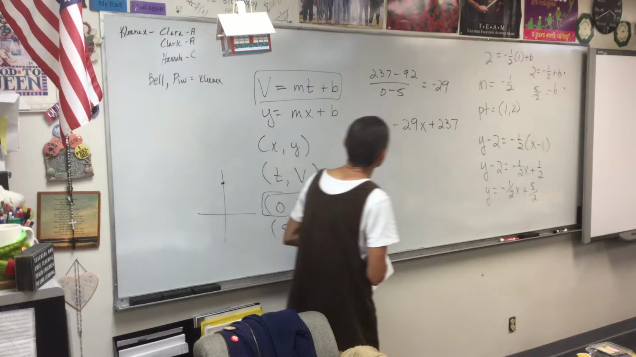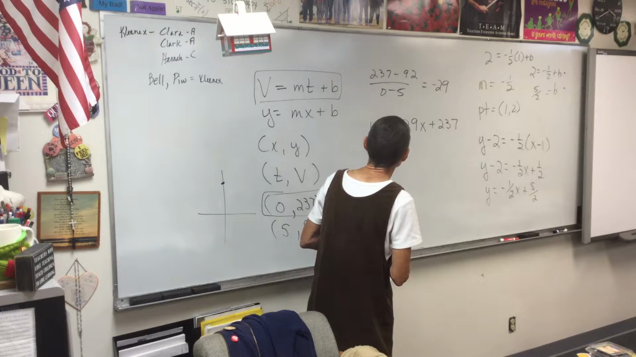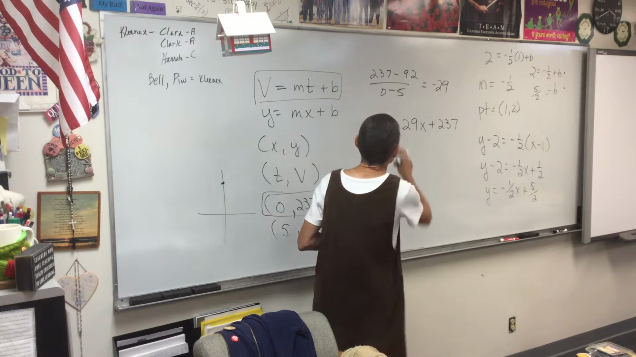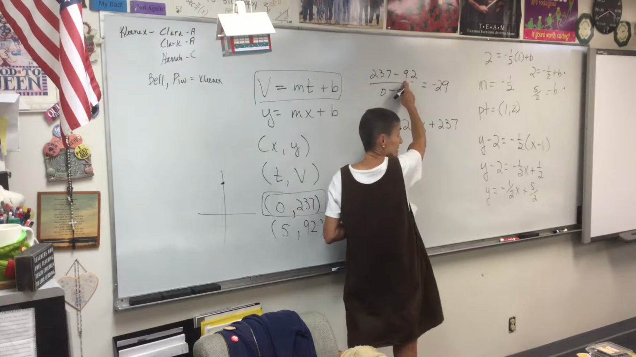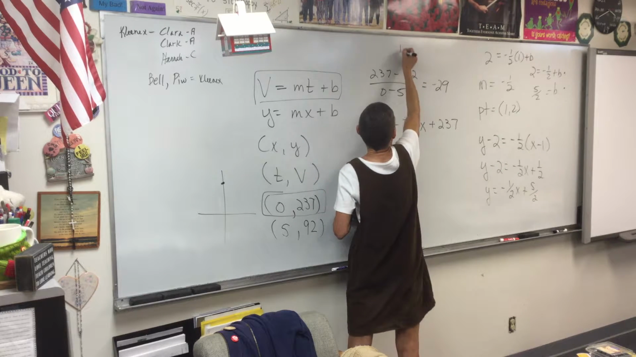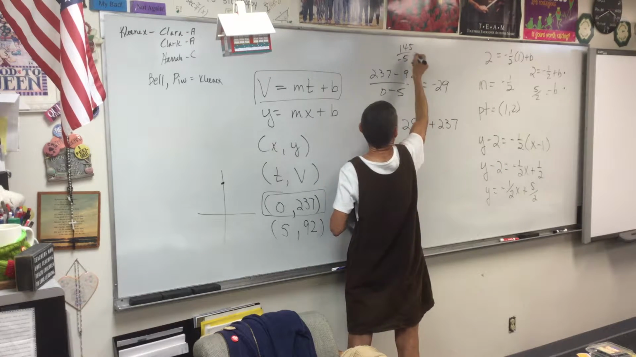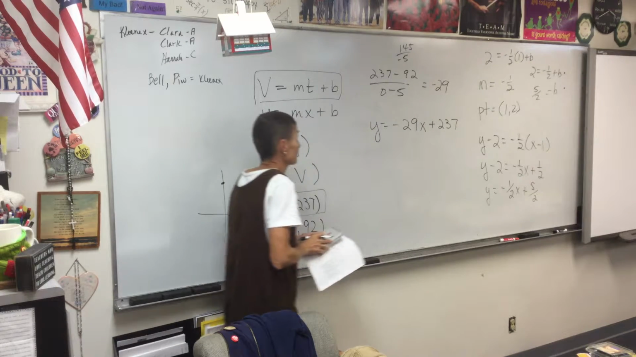Could it be what? Like -29 on the negative. This would be, well, this is going to be a positive number. Yeah, it's gonna be 145. So it's 145 over -5, and that makes negative 29.